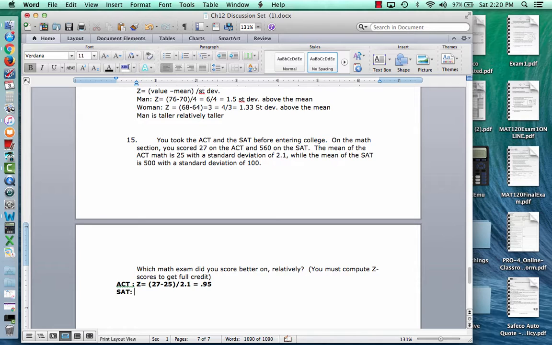The SAT, when you do the z-score there, you got a 560, and you subtract 500, divided by the standard deviation of 100, and that's 0.6. So the ACT is the test that you did better on, because you scored higher relative to the mean versus the SAT.